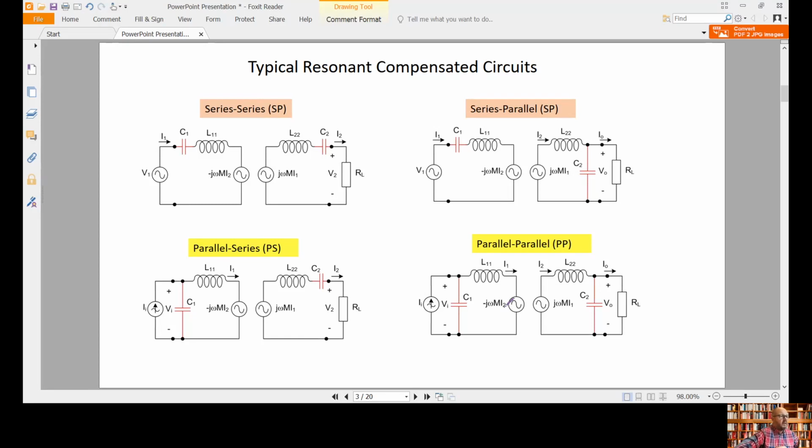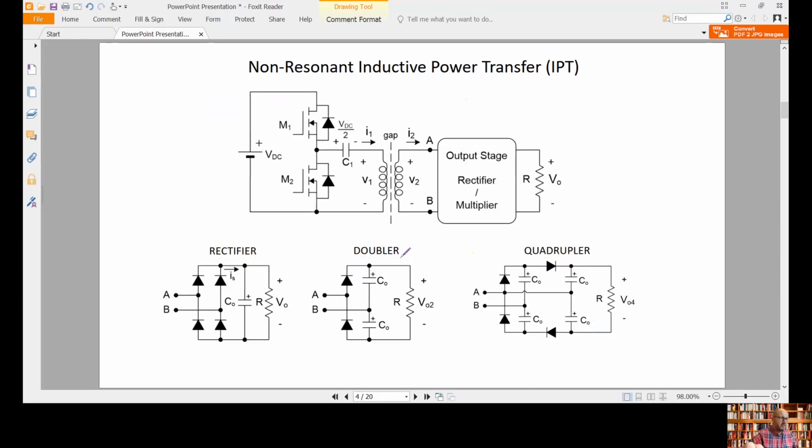Okay, but what we cannot find so commonly is the following question when we are working with these systems. And the question is, why do we need to use these resonant compensating circuits? Can we do the same thing using non-resonant operation? Okay, so this is the question that we are trying to answer in this presentation.